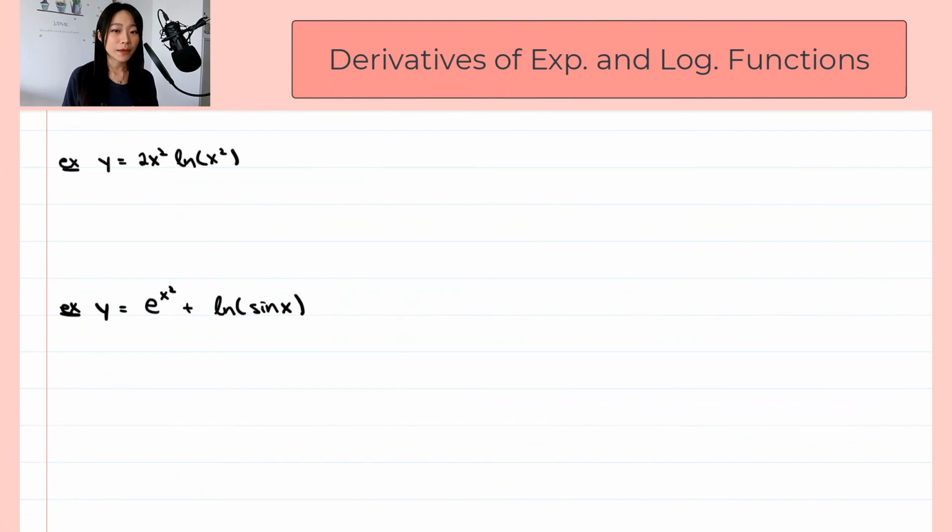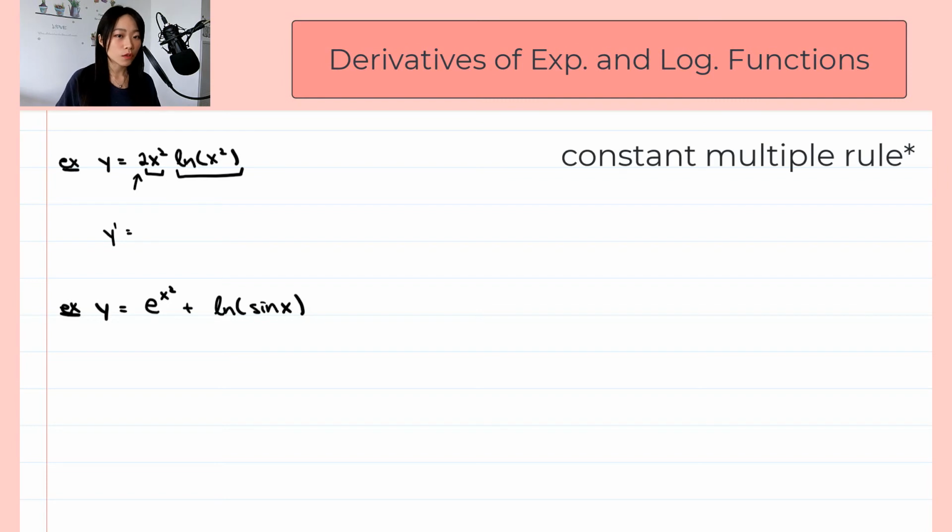Now let's look at some examples. y equals 2x squared times ln of x squared. So here we have a function of x times another function of x. And in front, we have a constant 2. So to find y prime, we'll use the product rule and the constant multiple rule.